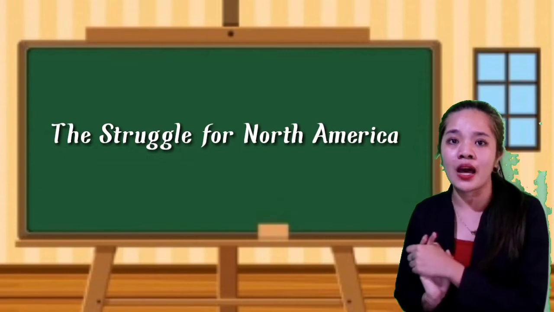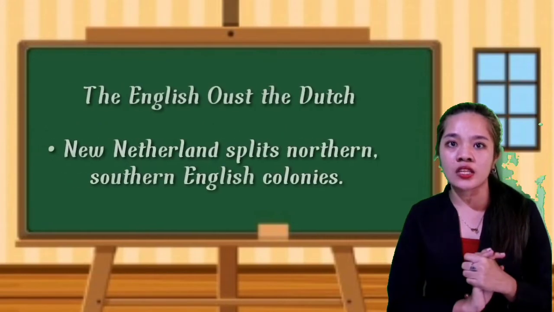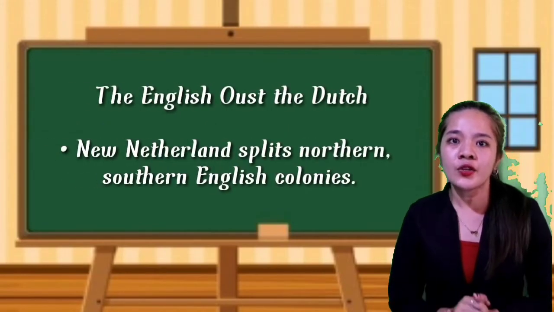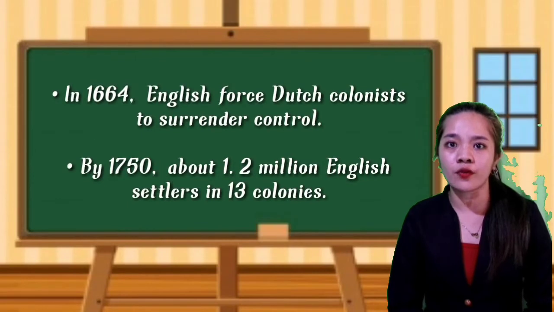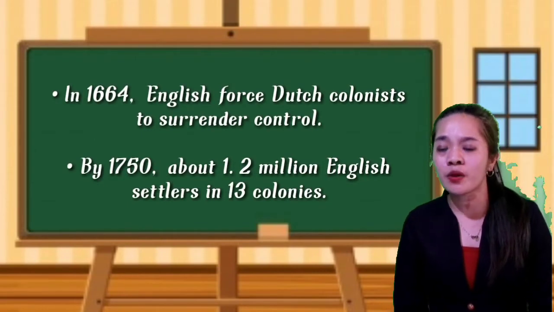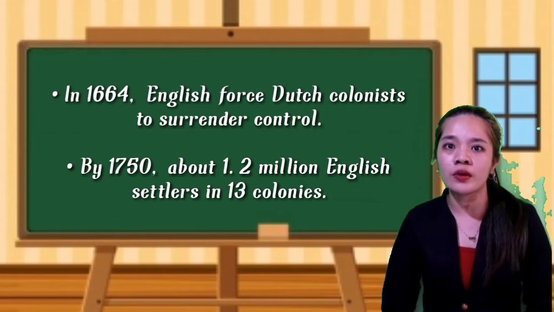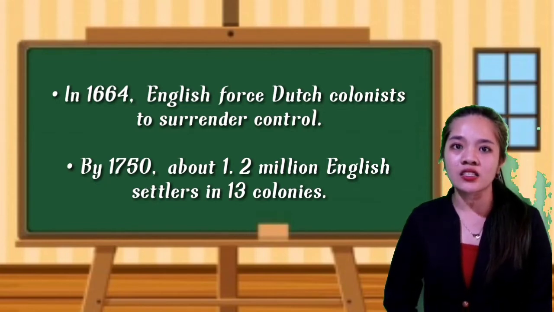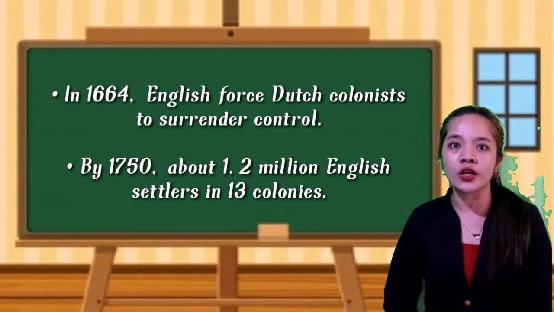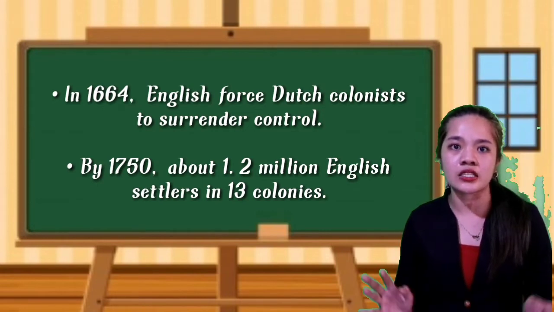The English oust the Dutch. New Netherland bordered the southern English colonies. In 1664, the English forced the Dutch colonies to surrender control. By 1750, there were about 1.2 million English settlers in 13 colonies. New Netherland's Dutch separated England's northern and southern colonies.